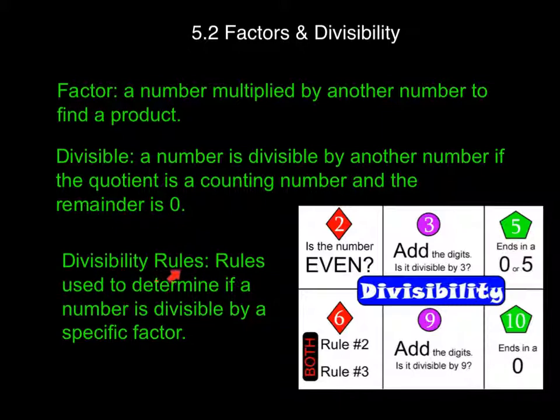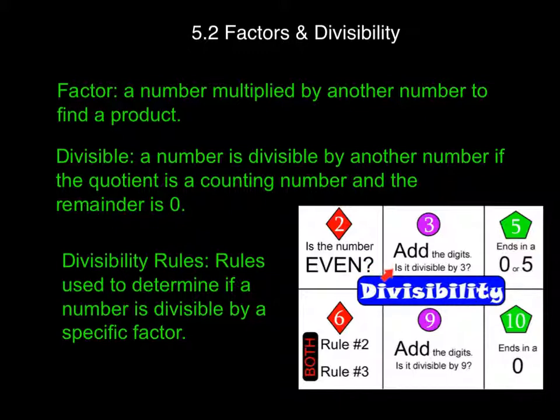So divisibility rules are used to determine if a number is divisible by a specific factor. If you look over here, we have 6 different rules. Our first one is if it's divisible by 2, then the number is even. That means it would end in a 0, 2, 4, 6, or 8.